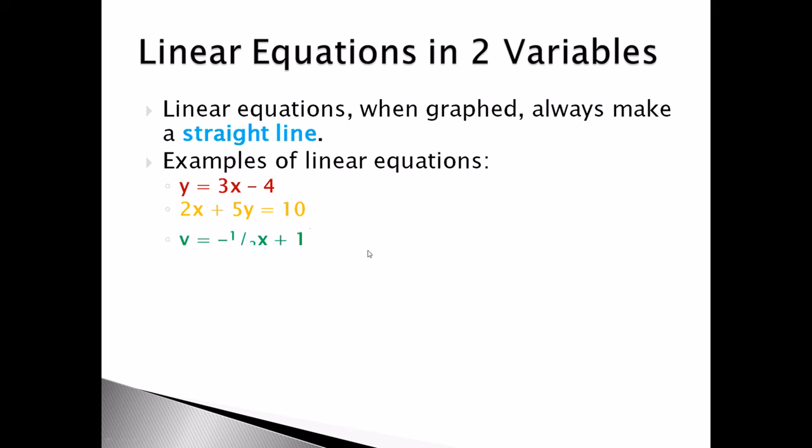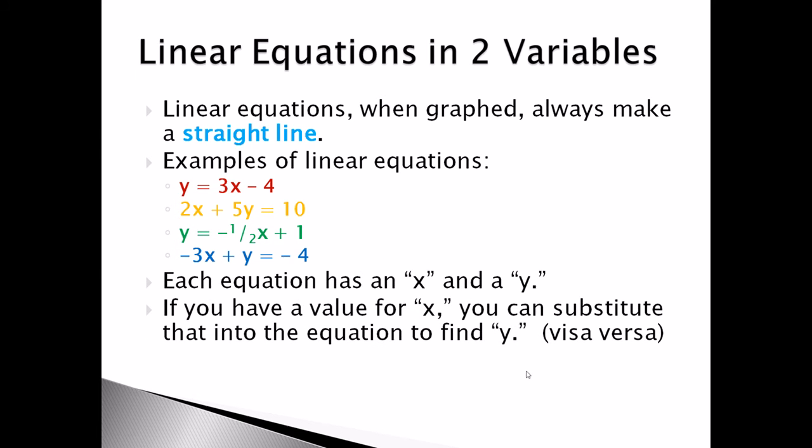equals 10, y equals negative 1 half x plus 1, negative 3x plus y equals negative 4. Just notice each one of these examples has an x and a y, and I mixed it up. The x's and y's can be on the same side of the equal sign or on different sides. It doesn't matter as long as there's both an x and a y.